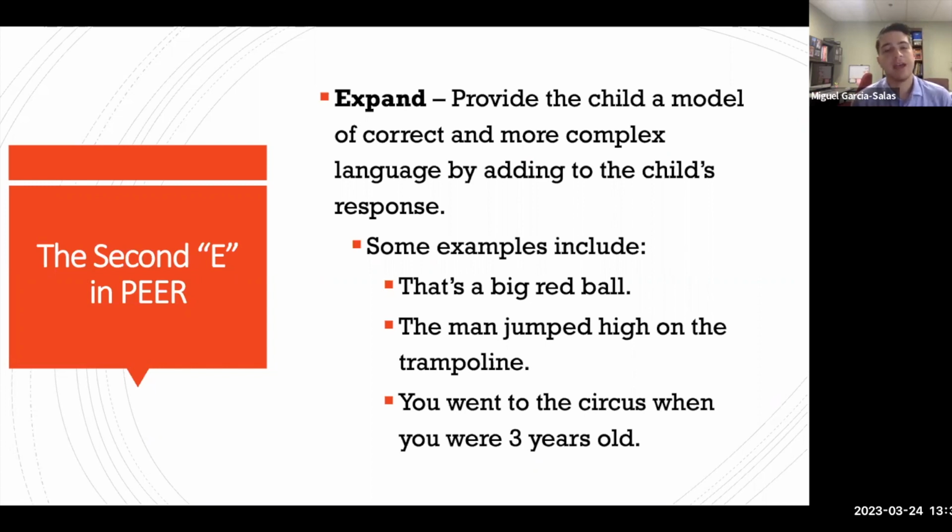And then again, if we ask the child a personal question like, oh, have you ever gone to the circus? And they responded in whatever way, we could say, oh yeah, you went to the circus when you were 3 years old. That's a way of building that language skill by expanding their exposure to more complicated language.